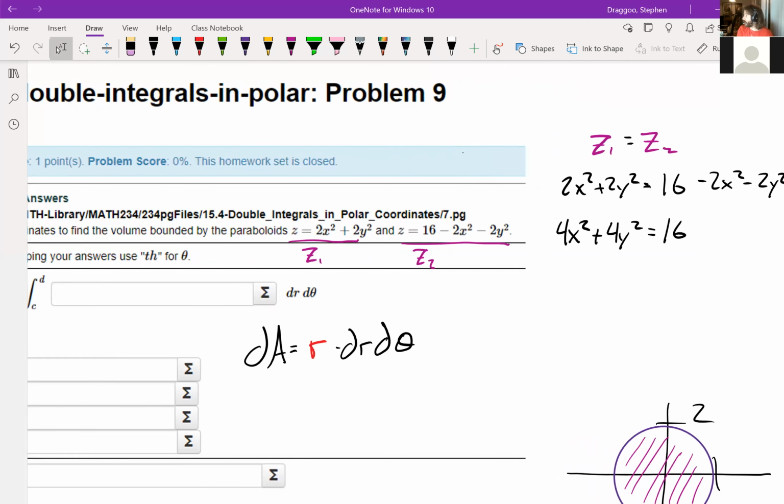So over here on the right, the thing that we're actually going to want to integrate is just z2 minus z1. So I guess it's not technically the height, because I set them equal to each other to find their intersection. The thing that I want to integrate is just the difference between them. So I guess I misspoke there slightly. And that thing should just be 16 minus 4x squared minus 4y squared, or 16 minus 4r squared. And that'll be multiplied by r dr d theta. So don't forget about that extra factor of r that goes into the integration in polar coordinates.